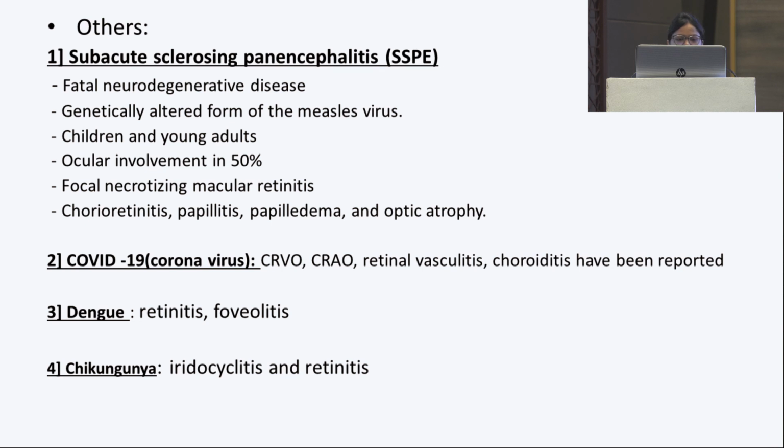It may present with macular retinitis, chorioretinitis, papillitis, or optic atrophy. Now, recently, COVID-19 has also been found to be responsible for CRVO, CRAO, retinal vasculitis, and choroiditis. Now, dengue fever usually presents with retinitis and foveolitis. Chikungunya can present with iridocyclitis and retinitis.